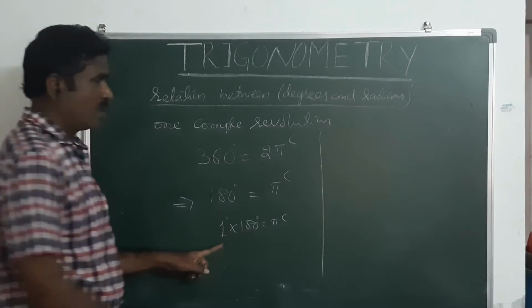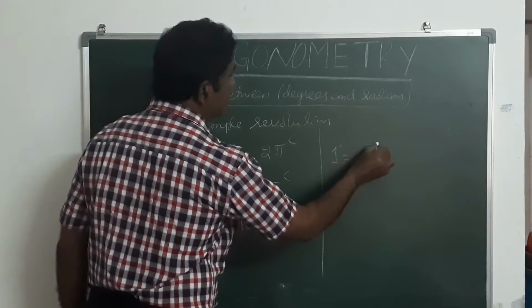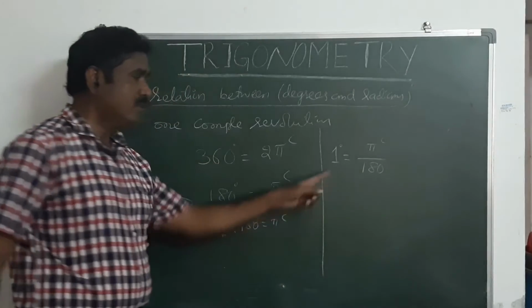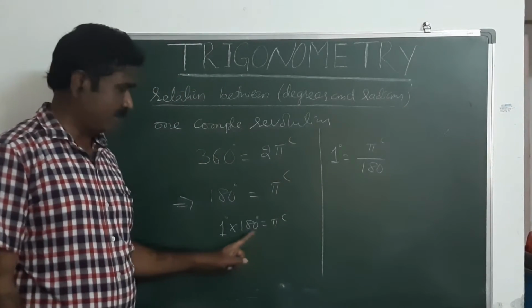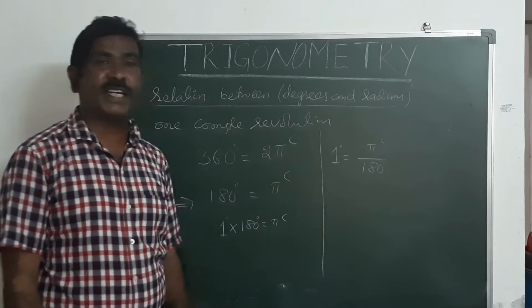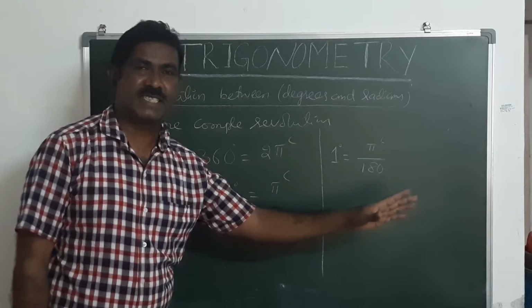Nothing will change. So 1 degree equals how much? 1 degree equals pi by 180 radians. This is how we converted degrees to radians. So 1 degree equals pi by 180, in terms of radians.